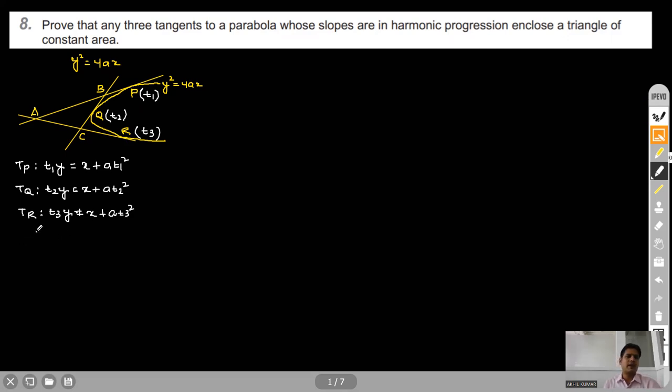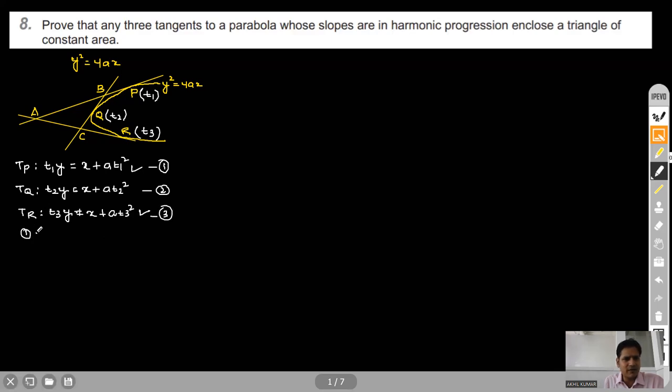Now, we have to find the area of triangle ABC, right? So basically we need the coordinates of these points. If we have the coordinates of A, B and C, then we can easily find that area. Okay, so for finding the coordinates of ABC, basically this point A is the intersection of the tangent at t1 and the tangent at t3. So for the coordinates of A, we have to solve the tangent at P and the tangent at R. Okay. So let me solve these two equations so that we can have the coordinates of A. Let me name them equation 1, equation 2, and this as equation 3.